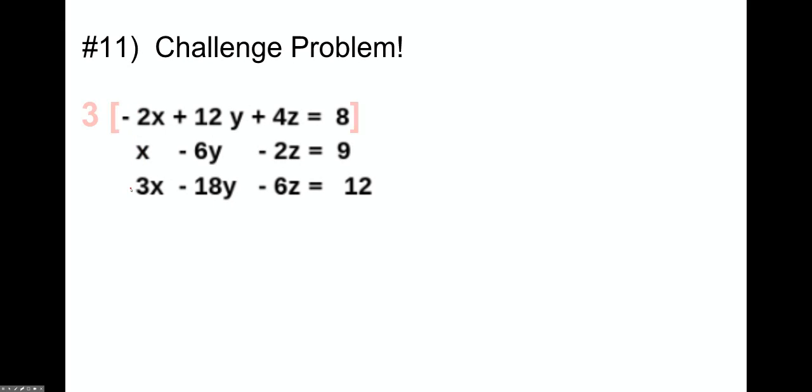I'll show you how. If I multiply this by 3, I will get a negative 6. So 3 times negative 2 is negative 6x. 3 times 12 is positive 36y. And 3 times 4 is 12z. And last one, 3 times 8 is 24.